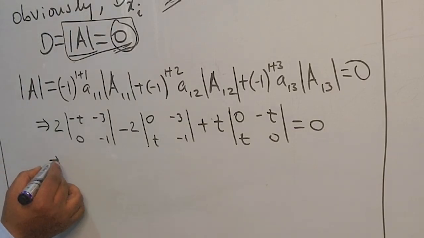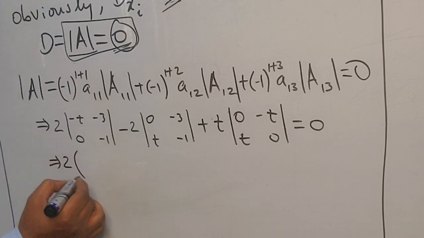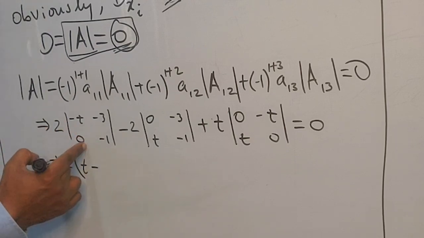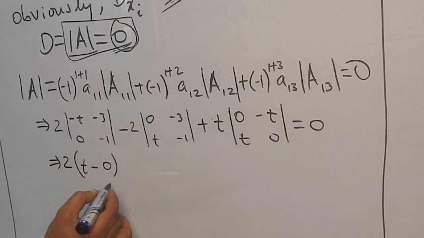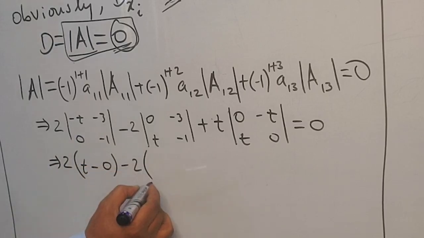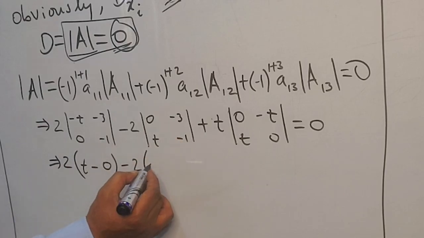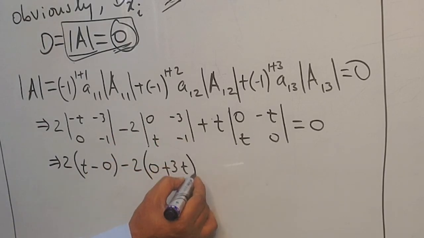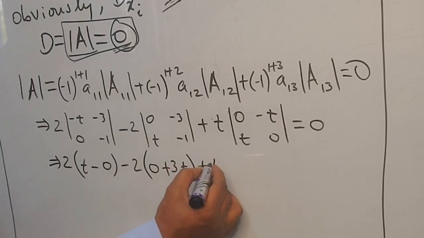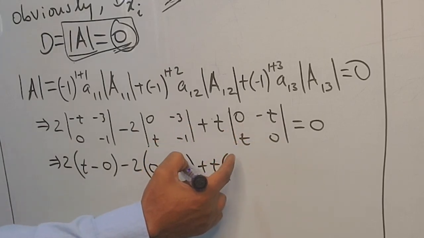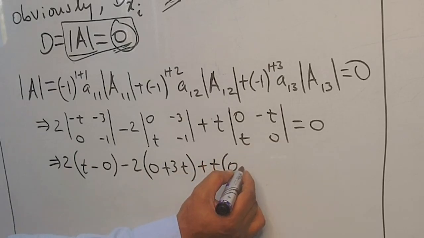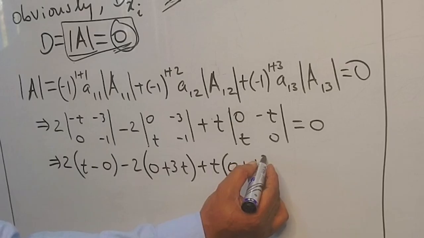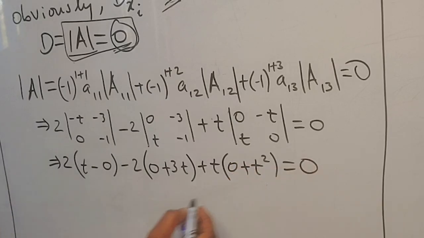Now, 2 times the determinant of the 2 by 2 matrix: minus t times minus 1, positive t, minus 0 times minus 3, 0. Minus 2 times the determinant of the 2 by 2 matrix: 0 minus t times minus 3, plus 3t. Plus t times the determinant of the 2 by 2 matrix: 0 times 0, 0, minus t times minus t, plus t squared, is equal to 0.